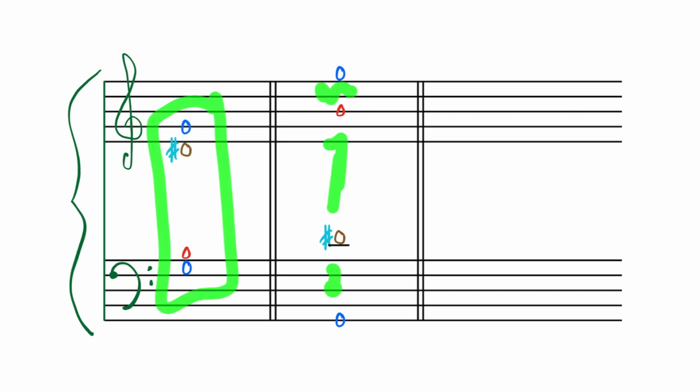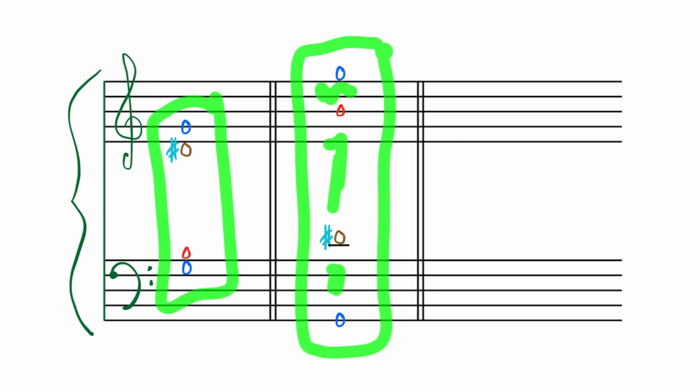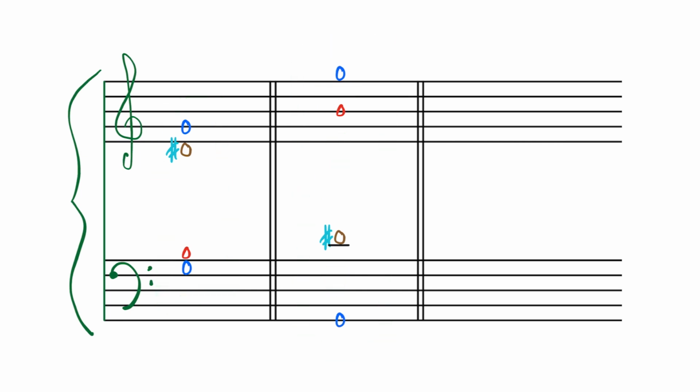And the fact that I've got spacing between members of the chord in this example here makes this one an example of open position.